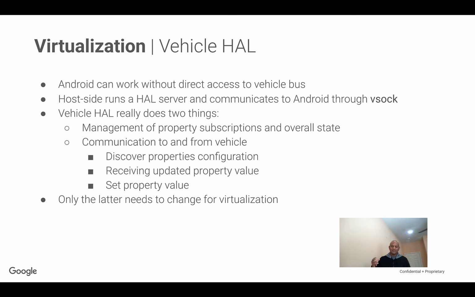Now we'll talk about three scenarios where the way we have realized these capabilities varies on a spectrum. In case of Vehicle HAL, we basically provide what is called the communication to and from the vehicle. So the Vehicle HAL on Android essentially is a client-server model, and it supports the abstraction of the underlying vehicle bus. The Vehicle HAL does two things primarily. One, it manages the property subscriptions and the overall state. And then it manages communication to and from the vehicle. As an example, turn on the AC, turn off the AC. The latter is the one that needs to be virtualized. So we are focused on introducing the standard only for the latter.